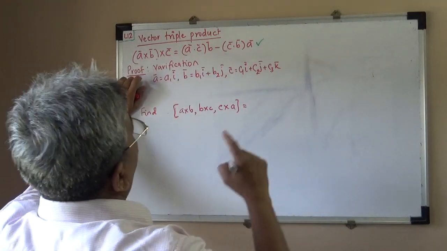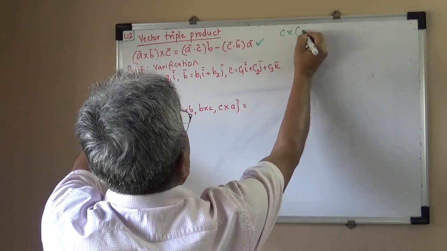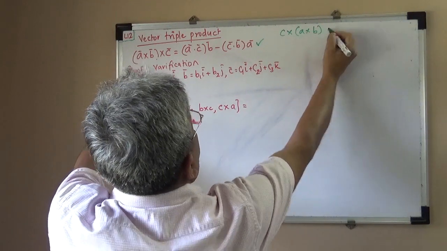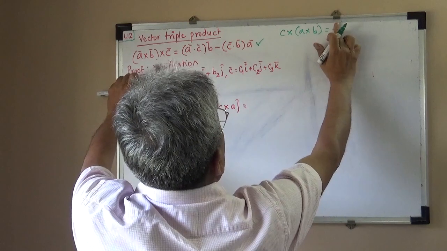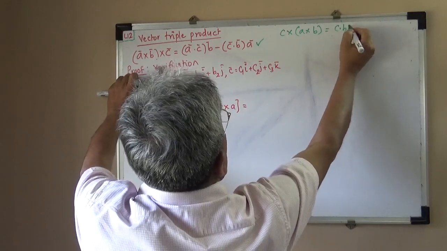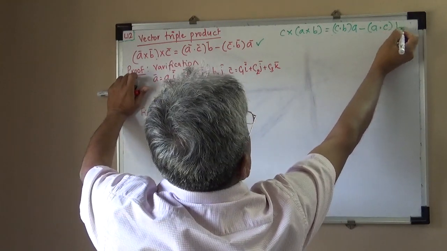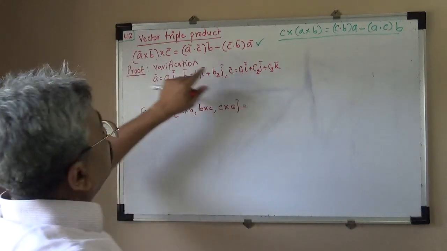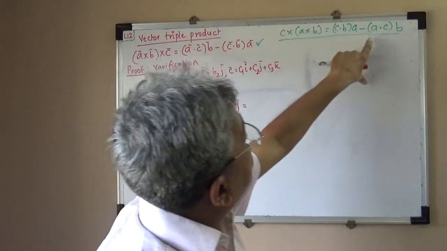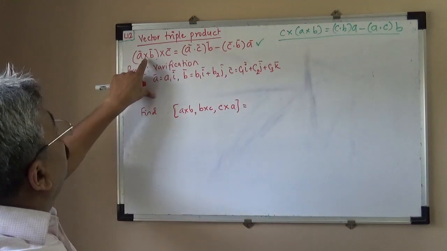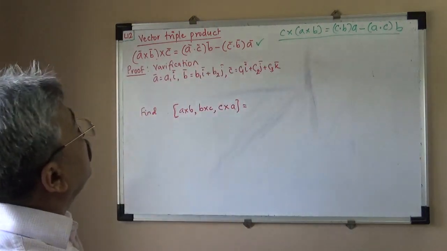Now what could be the variations in this? Of course one variation is c cross a cross b, which is going to be opposite of this. So it is going to be equal to c dot b times a minus a dot c times b. So if you have a cross product with the cross product of two vectors, then this is what the formula is going to be, and first a cross product of two vectors followed by a cross product with a third, this is what the formula is going to be.